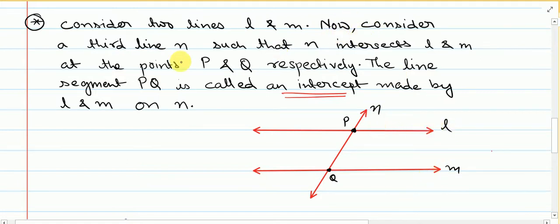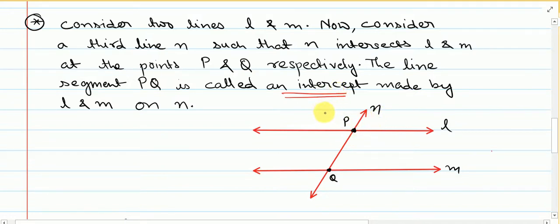Now we are considering a third line, that is N. So this is the third line N, such that N intersects L and M. So you can see that this line N is intersecting L and M at P and Q. So the line segment, that means this length PQ, is called an intercept made by L and M on N. So this is the definition of intercept.